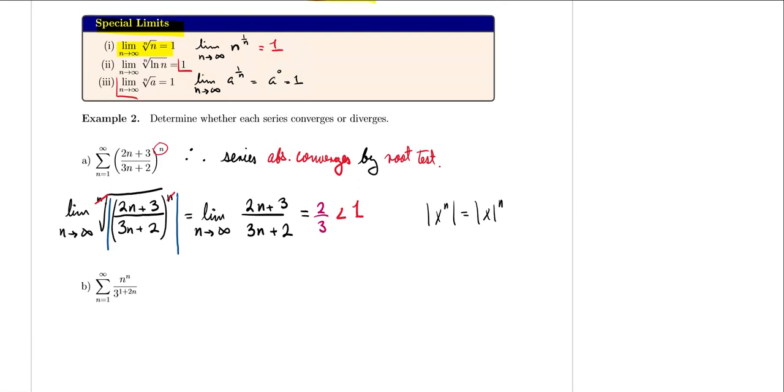Whenever we're taking the limit as n approaches infinity for the nth root of n, this is equal to 1. Whenever we're taking the limit as n approaches infinity for the nth root of the ln of n, this is also equal to 1. And finally, if we have the limit as n approaches infinity for the nth root of a, that one is equal to 1. So even though this problem might be looking a little bit scarier, thanks to the special limits, I think it's going to be okay. So let's go ahead and apply the root test for our second problem.